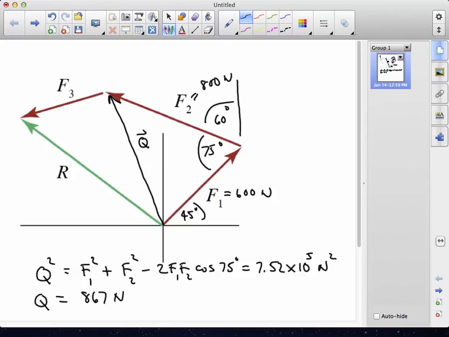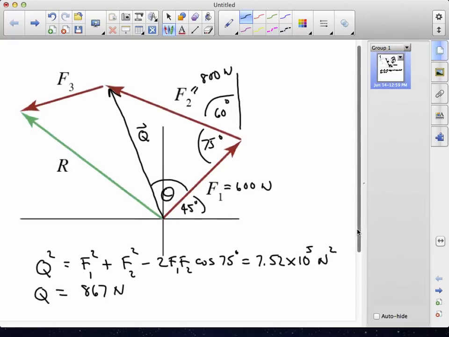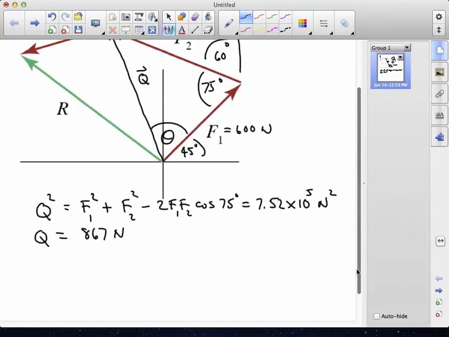Now we have a situation where we know the magnitudes of all three sides of the triangle, and we know one of the angles, so we can find the remaining angles using the law of sines. I'm going to focus my attention down here. We're going to call this angle theta. And what we can say using the law of sines is that sine of theta over 800 newtons is equal to the sine of 75 over the magnitude of Q, which we now know is 867 newtons. So we'll go ahead and write that.